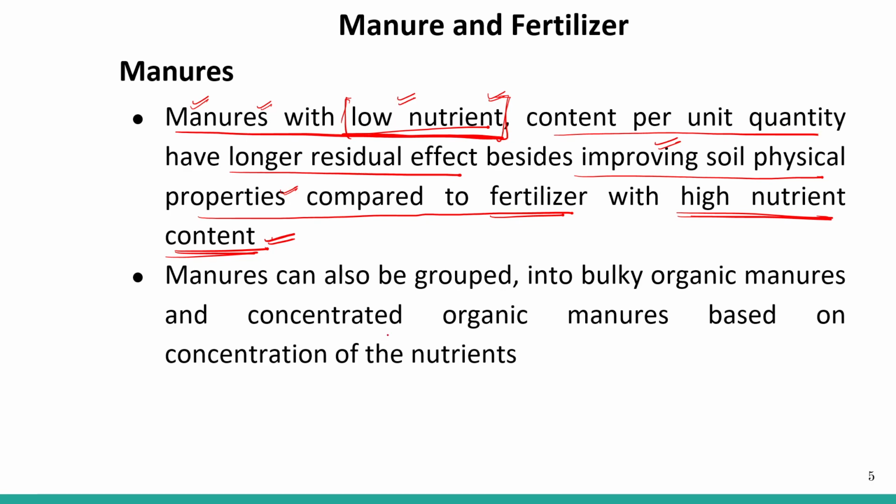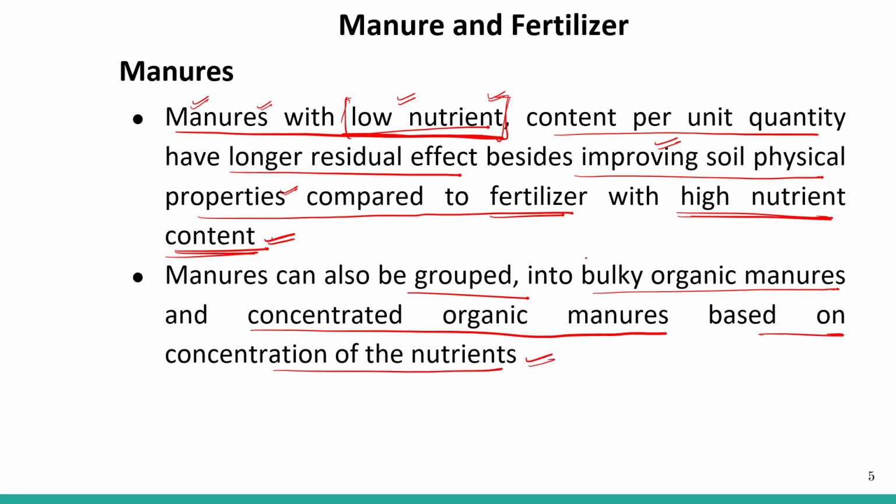Manures can also be grouped into bulky organic manure and concentrated organic manure based on the concentration of the nutrient. According to the concentration of nutrients available in the manure, they can be grouped into bulky organic manure and concentrated organic manure. The first one is bulky organic manure and the second is concentrated organic manure.